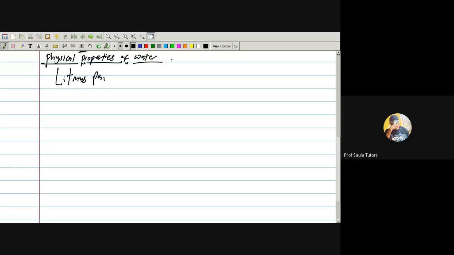Everybody knows what we call litmus paper. We have red and blue. We use it to test if something is acidic or basic. Water has no effect on litmus paper. Water has no effect on litmus what? Paper. Yes. That's why the pH of water is equal to 7, neutral. Something that is neutral has no effect on litmus paper.